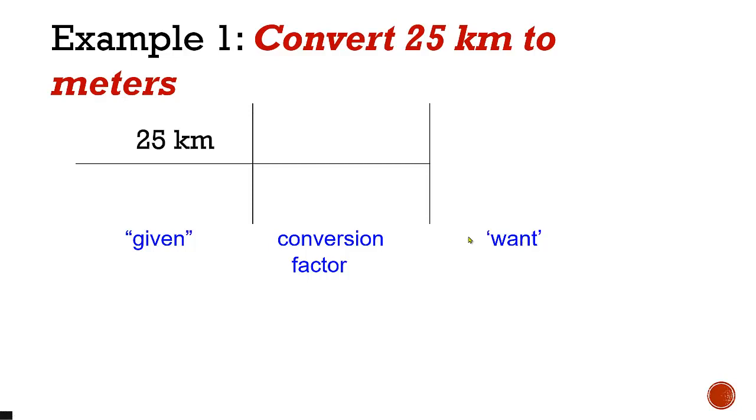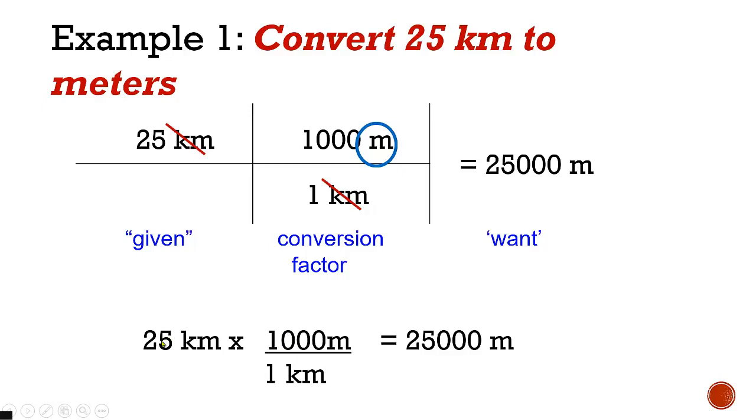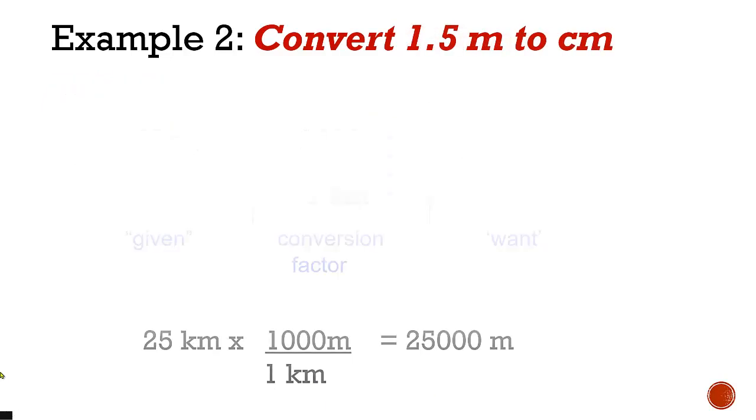I want to get to meters, and I want to get rid of kilometers. So I want meters on top, kilometers on the bottom, and I know that 1 kilometer is equal to 1,000 meters. My kilometers end up canceling out. All I'm left with is meters. And now mathematically, what I'm going to do is to take 25 kilometers times 1,000, which gives me 25,000, right? My units here have canceled out. I'm left with meters.